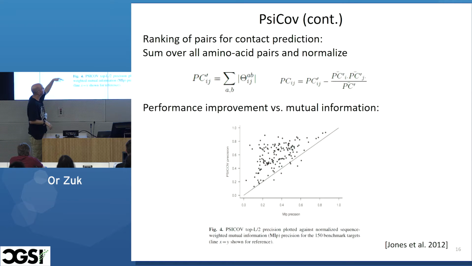And on the y-axis is their performance, and as you can see, it's clearly much higher for almost all the proteins. All right. So that was PSICOV from 2012.